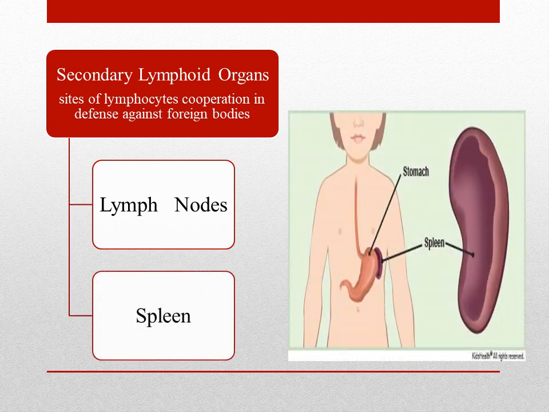The second type of secondary lymphoid organs is the spleen. Spleen is located above the stomach and it's also a site of B and T cells, and it's an important organ in the immune system.